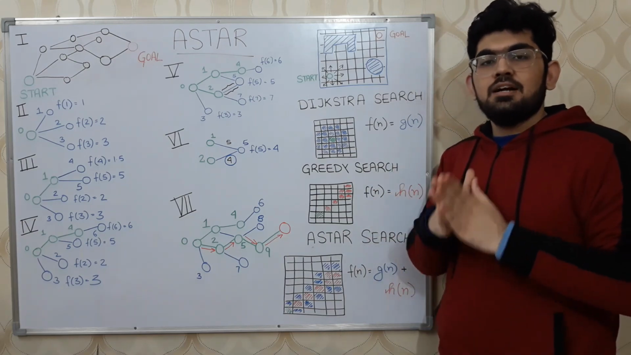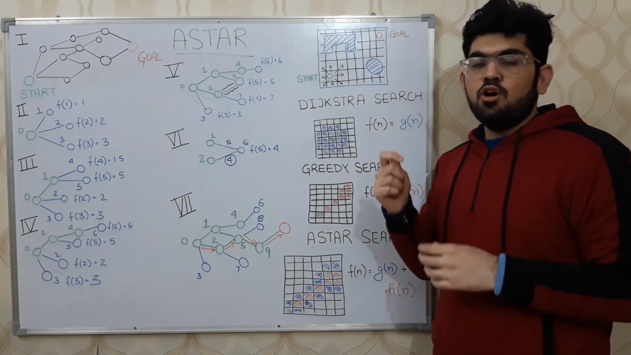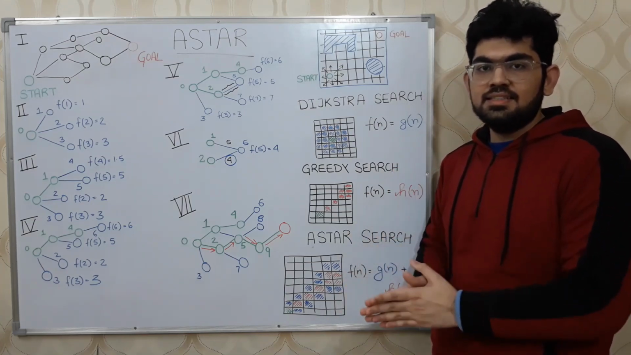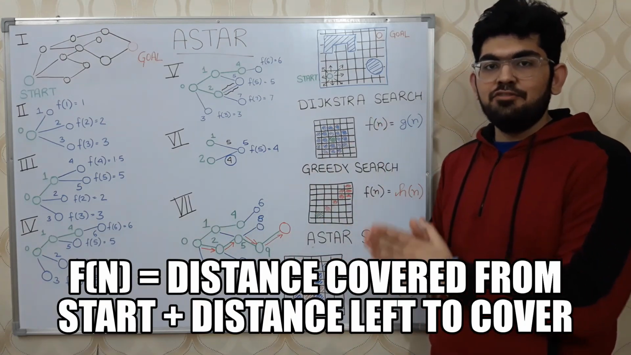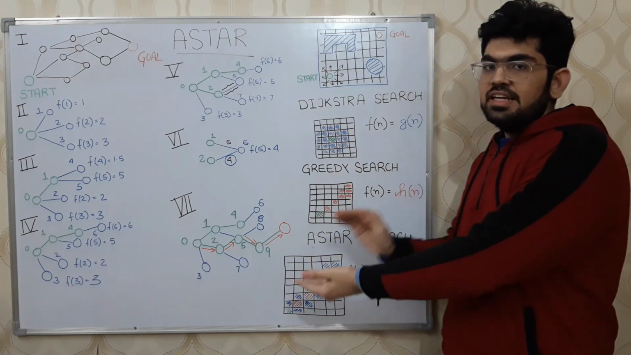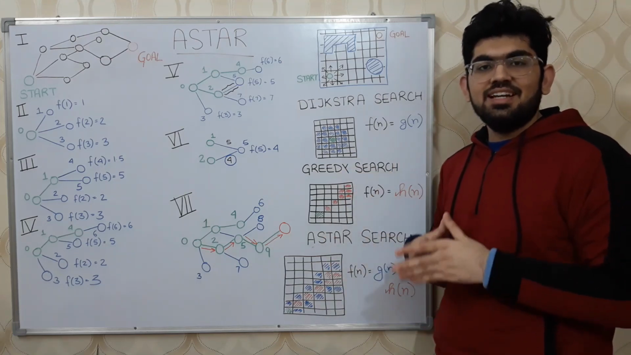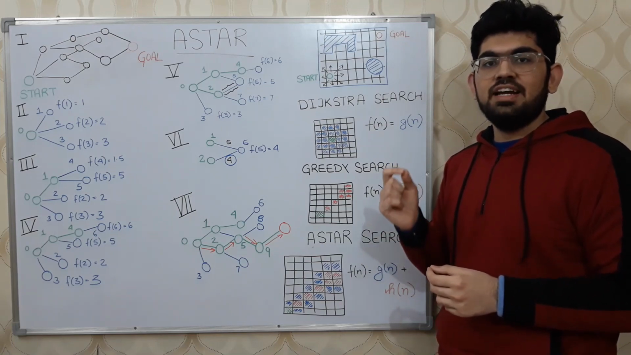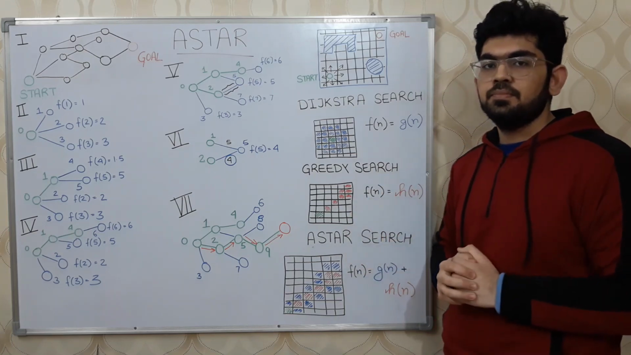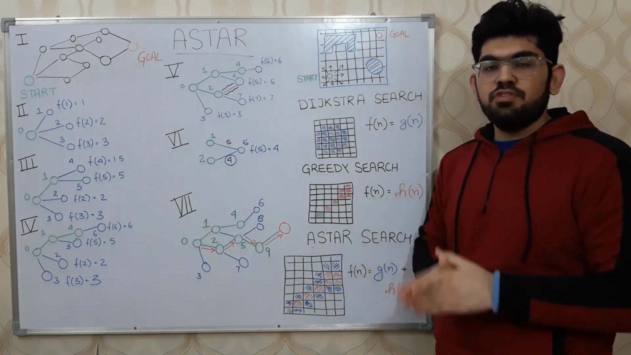The A star search combines both of these search methods. For A star, we consider the value of f to be the sum of the distance from the start node and the distance left to be covered to the goal node. It combines the direction of the greedy search and the breadth-wise approach of the Dijkstra search. The nodes are expanded in such a way that they not only find the optimal shortest path, but also in the shortest possible time.